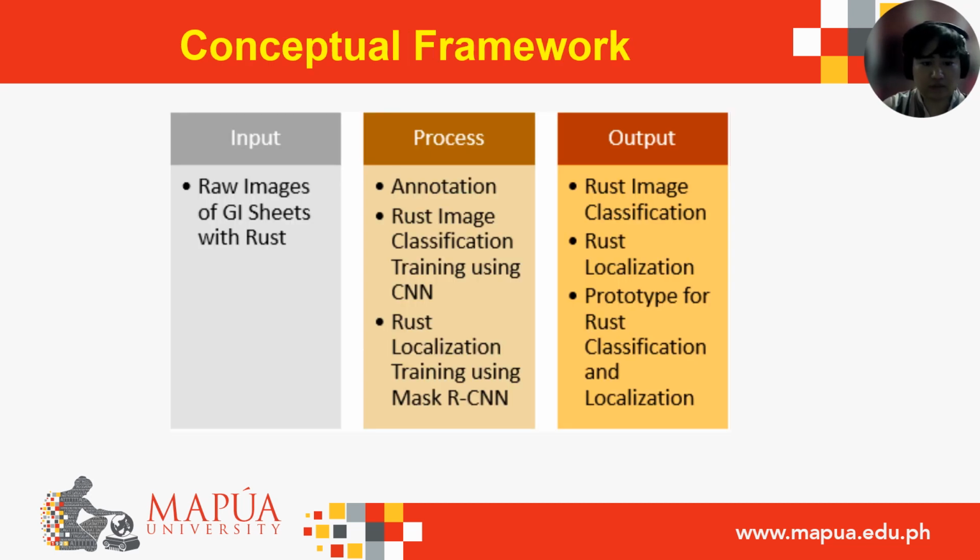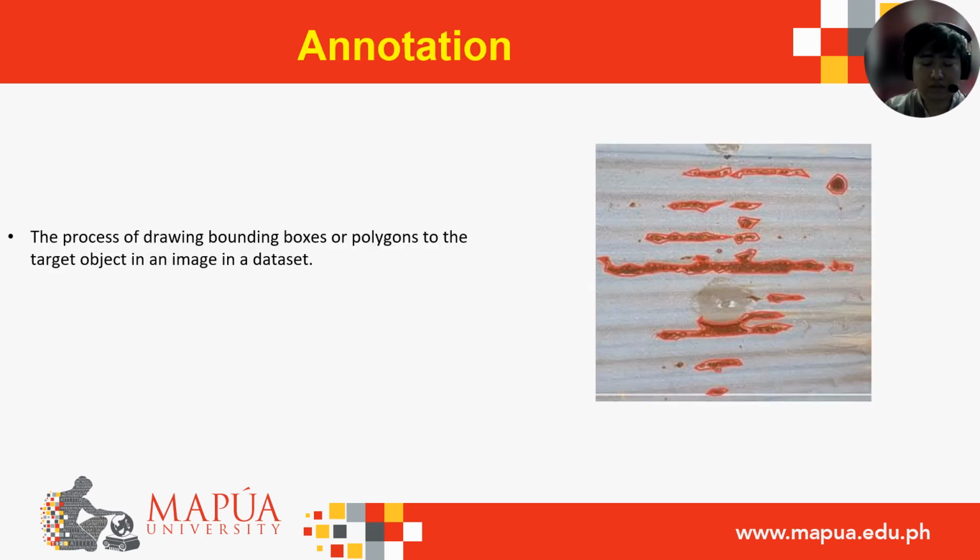And here is our conceptual framework: input raw images of GI sheets with rust, process annotation, and the training for CNN and Mask R-CNN. And the expected output is a prototype that can classify and locate rust on galvanized iron sheets. So in our process, we have annotated and drawn bounding boxes or polygons around the target object in an image, which is the rust. So we have built a custom dataset, which is to be fed to the Mask R-CNN model.